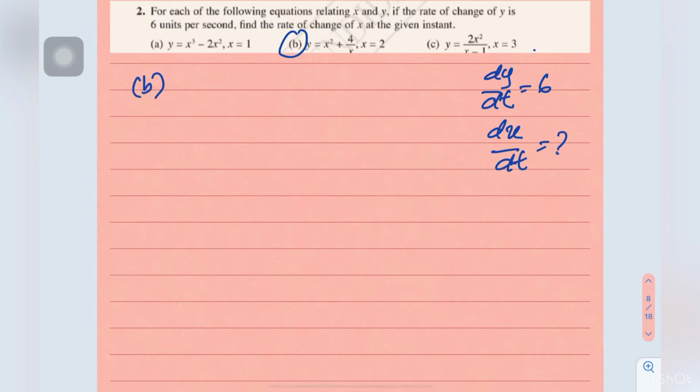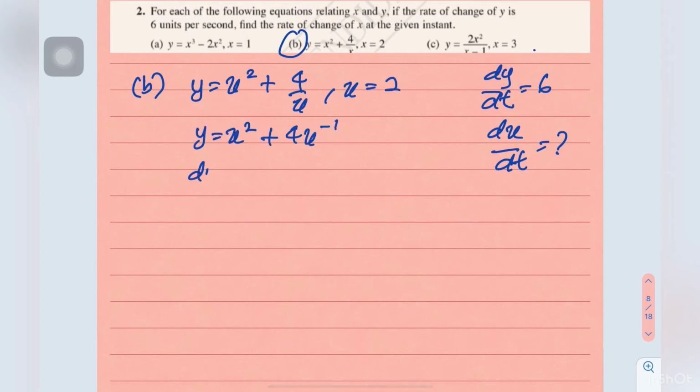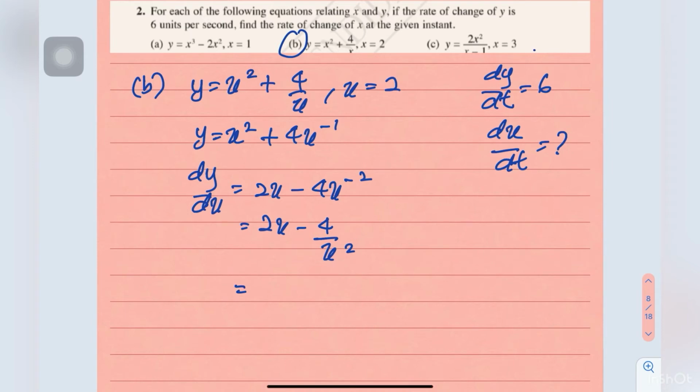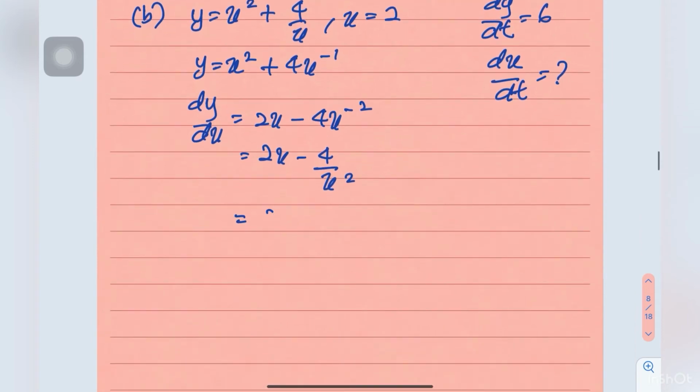So y is x squared plus 4 over x, and x equals 2. Here y is x squared plus 4x to the power of negative 1. Differentiate with respect to x: 2x minus 4x to the power of negative 2. So 2x minus 4 over x squared. Then we substitute x equals 2: 2 times 2 minus 4 over 2 squared. Here we have 4 minus 1, which is 3.